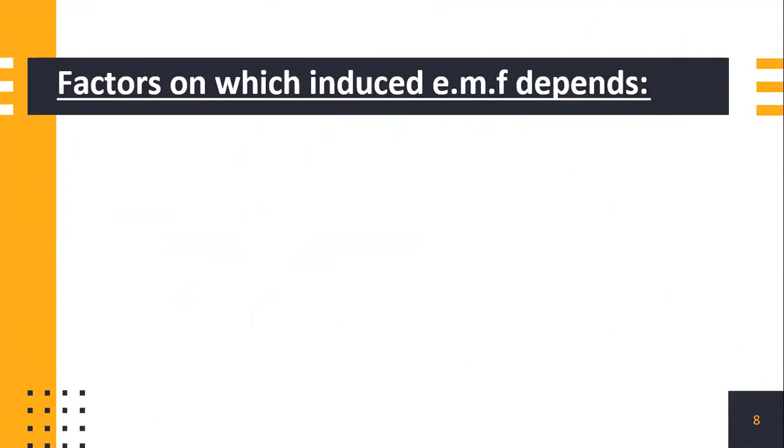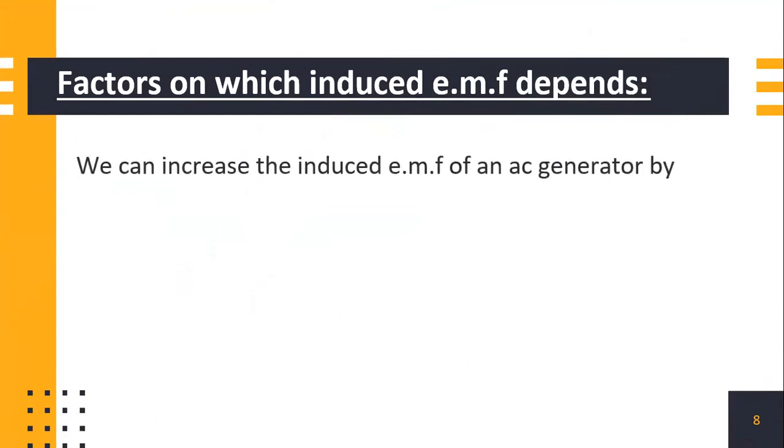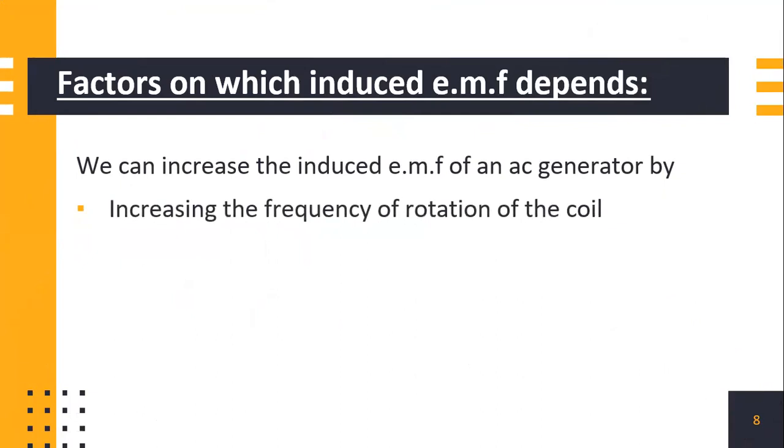Factors on which induced EMF depends. When will the induced EMF or voltage be maximum or minimum? There are a few factors. We can increase the induced EMF of an AC generator by increasing the frequency of rotation of the coil. Increasing the frequency of rotation means if we move the coil fast, then the induced EMF will increase.